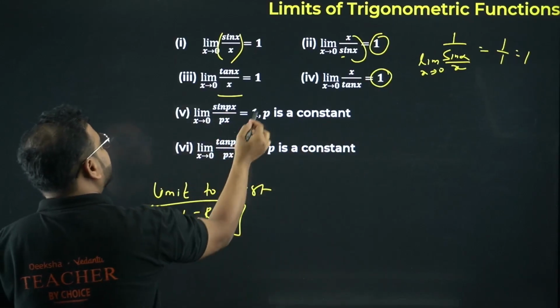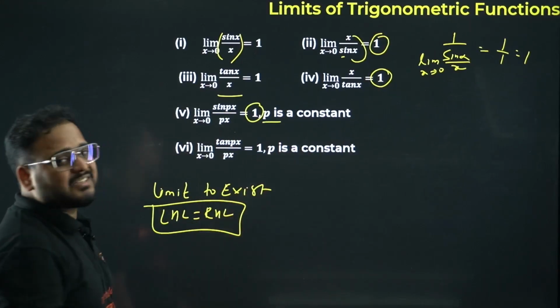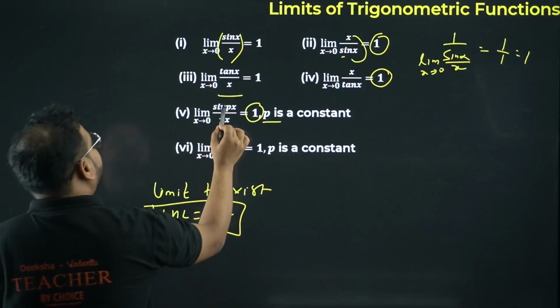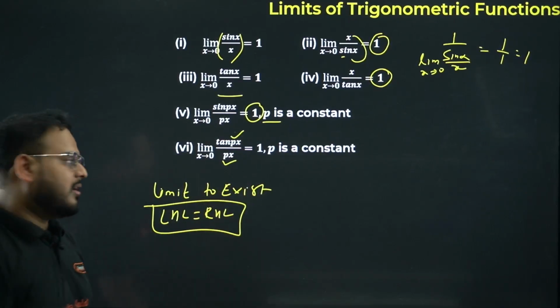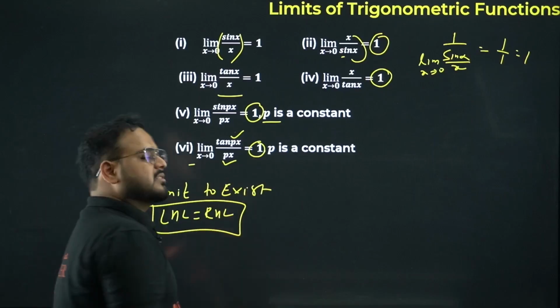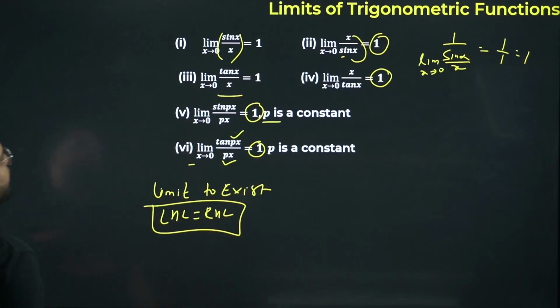Sin px by px becomes again 1, even if p is a constant over here, but understand I should have p at both places. Same goes in the case of tan also. Tan px by px, limit x tends to 0, will be equal to 1. p is any constant. Moving on.